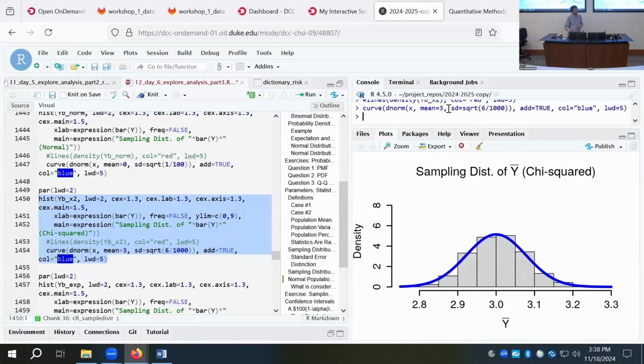So you can see it looks really good. The blue line is the normal with mean 3, which is the mean of a chi-squared with 3 degrees of freedom, and the standard deviation equals the square root of 6 divided by 1,000. So you can see, once you get sufficiently large n, these sample means are going to look normal.